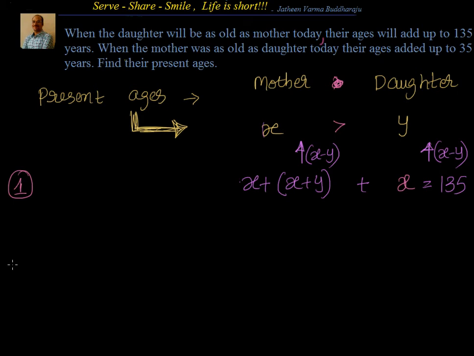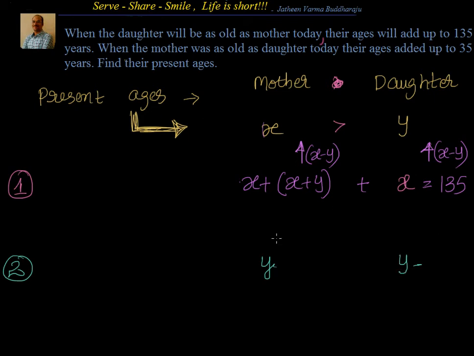Let's go to equation number 2. Condition 2: when the mother was as old as daughter today. What is daughter today? Y. The mother was as old as daughter today, that means mother's age is Y. Mother's age was Y. We are talking about past tense now. What will be the daughter's age at that time?